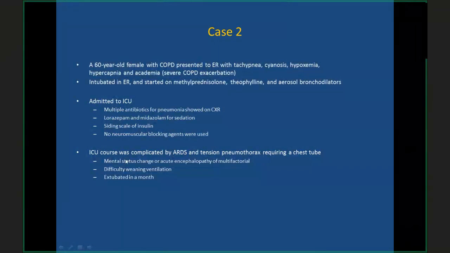Like most of the patients we see in the ICU, the patient had mental status changes. Neurology was asked to see the patient, and it was acute encephalopathy, multifactorial. The patient has 100 reasons to have mental status changes: a metabolic reason and infection. The patient got a lot of sedation and had a difficult weaning from ventilation. Finally, the patient showed improvement and was extubated in about a month.